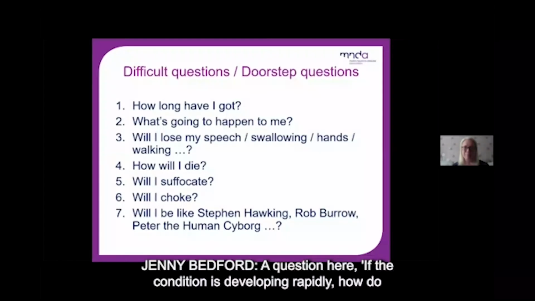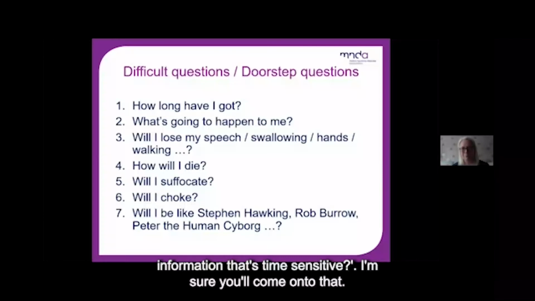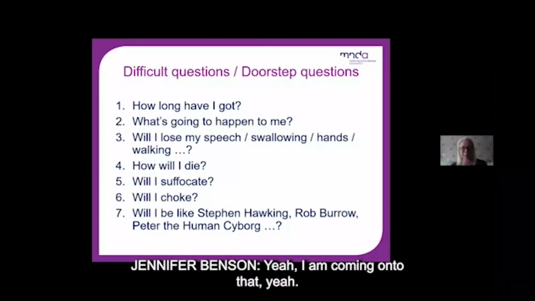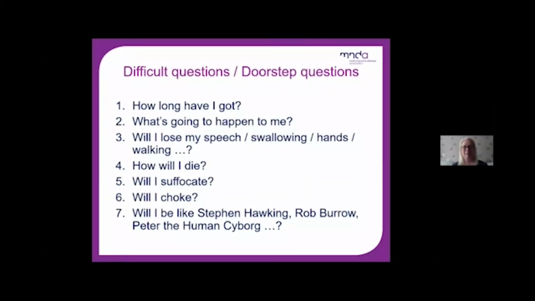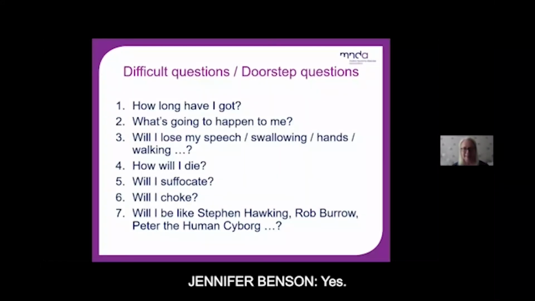A question here: if a condition is developing rapidly, how do you balance following the person's agenda with the need for the person to receive information that's time sensitive? I'm sure you'll come on to that. Yeah, I am coming on to that. I think it's tricky. I'll come to that when I get to it, if that's okay. Acknowledging distress. Yes.